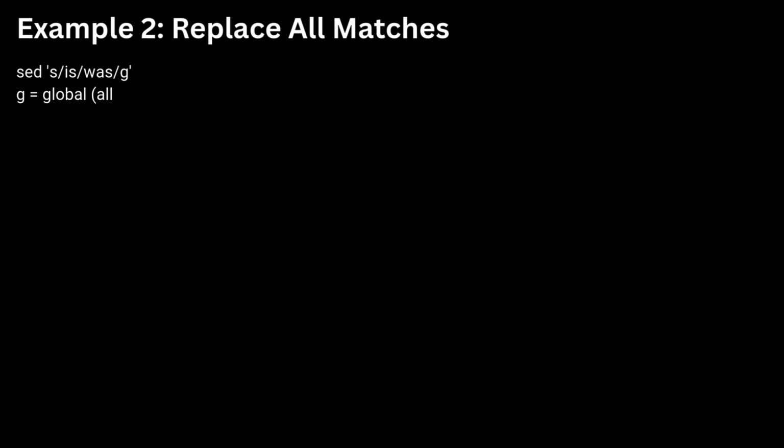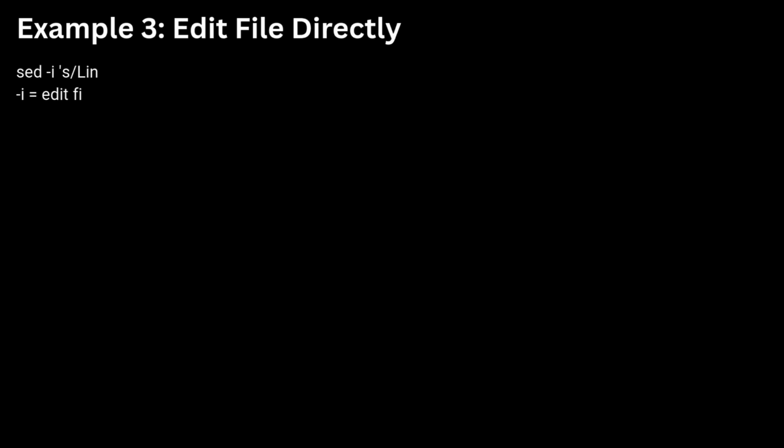By default, only the first match is replaced. Adding g makes it global, replacing all matches in a line. To edit the file directly, use the -i option. This updates the file permanently.